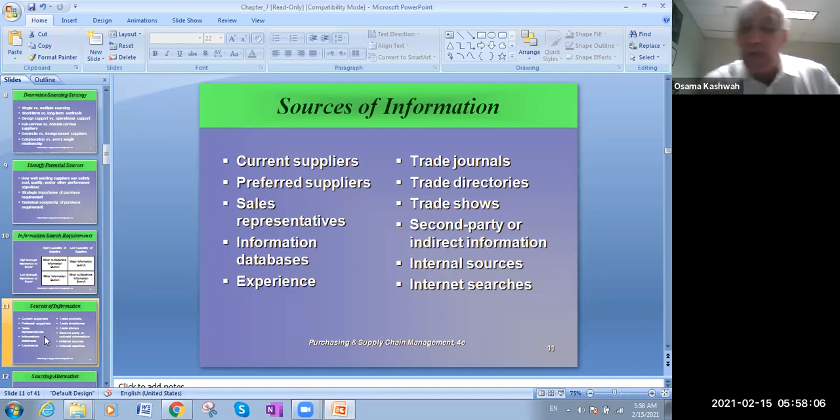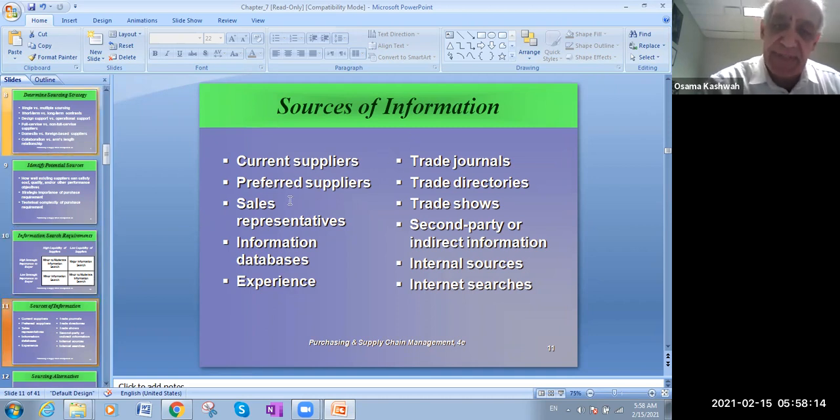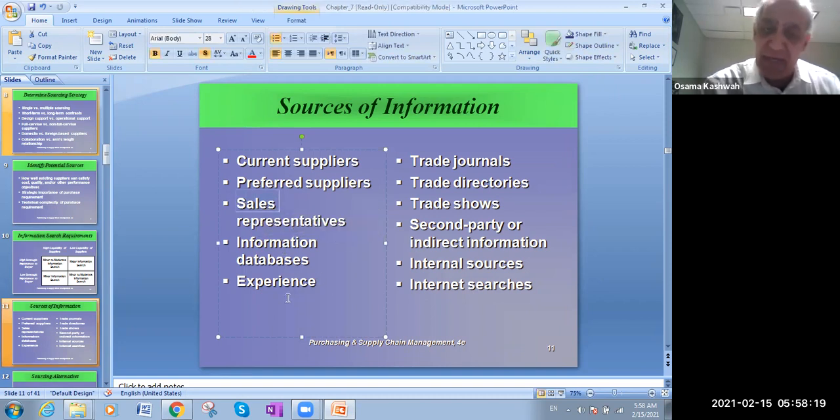From where will I collect the information about the suppliers? I will collect it from the current suppliers themselves, from the preferred suppliers, from the sales representatives. I will ask the sales representatives. If I have an information database, I will collect sources of information about the suppliers. Based on my experience, I would say this one is good, this one is bad, because I dealt with him about two years ago. He was on time. He delivered the goods to me on time.